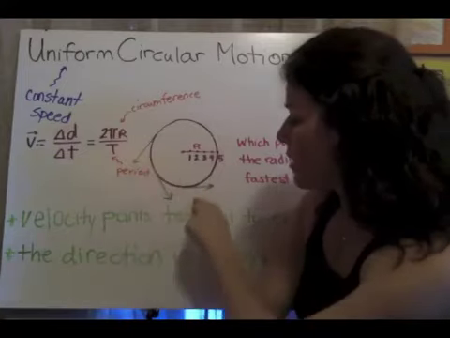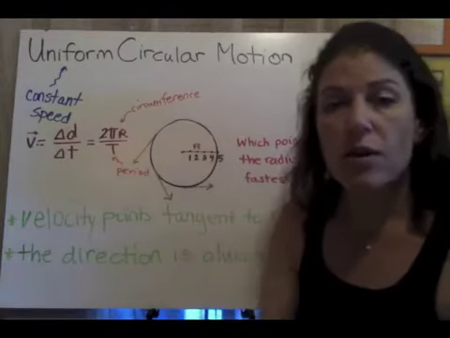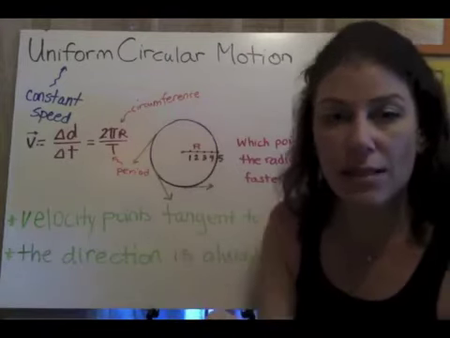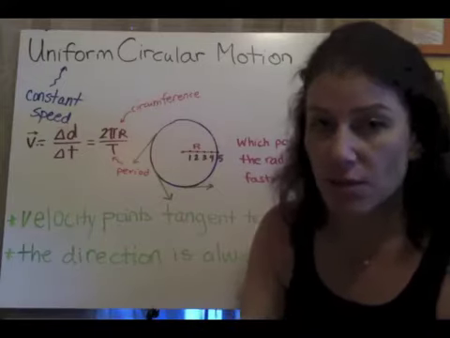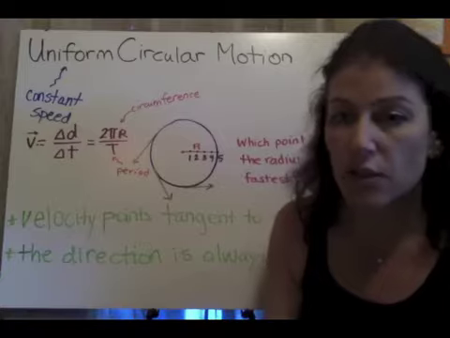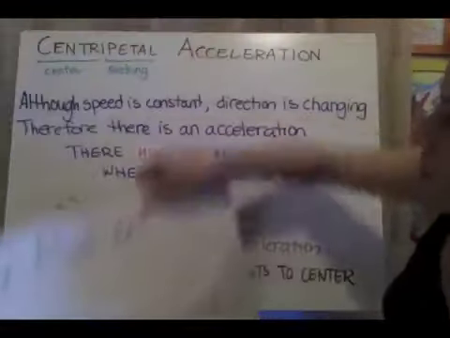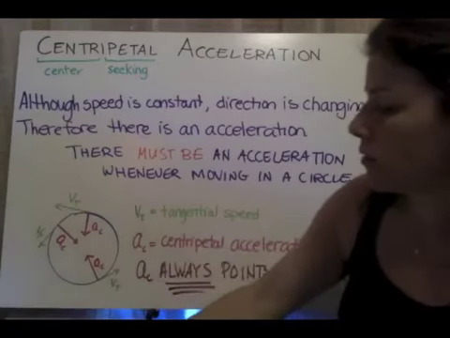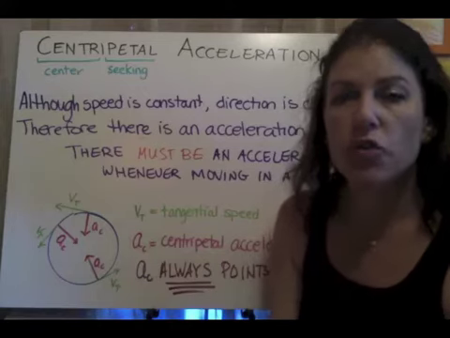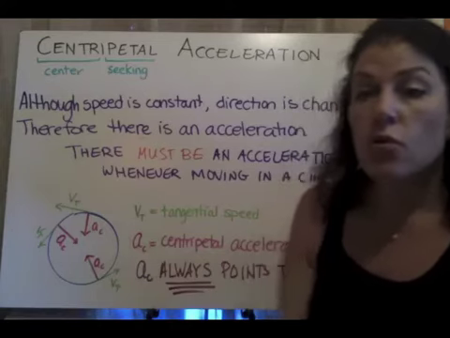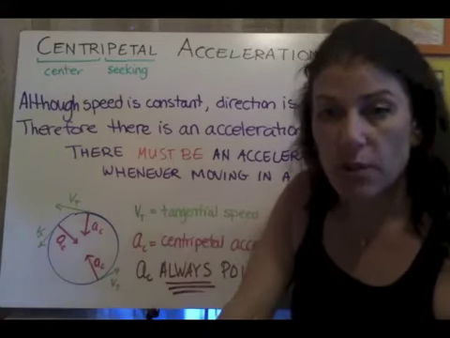Sometimes that way, that way, that way, and as you go around, tangent to the circle changes. Therefore, even though your speed is constant, your velocity is not constant. And since velocity is not constant, there must be an acceleration. This acceleration has a special name. It's called centripetal acceleration. So when you're moving in a circle, there must be an acceleration because the velocity is always changing.